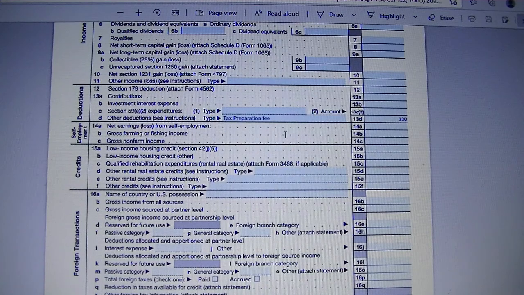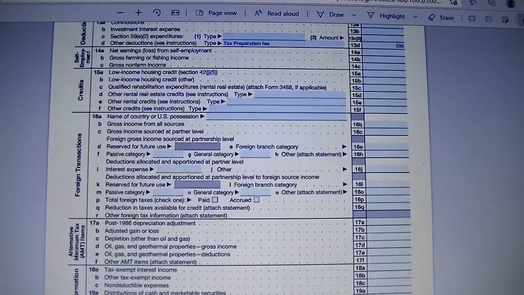You will describe a little bit what the expense is, but then you'll have an attachment if you have more than one expense to detail it. So you have self-employment for 14A, you have 15A for credit to see if you qualify for any credit that will go in that section.